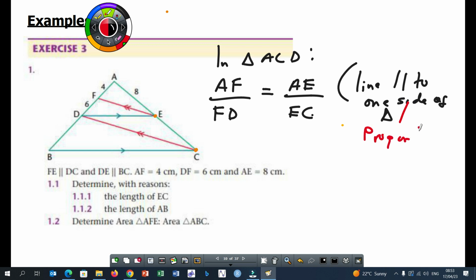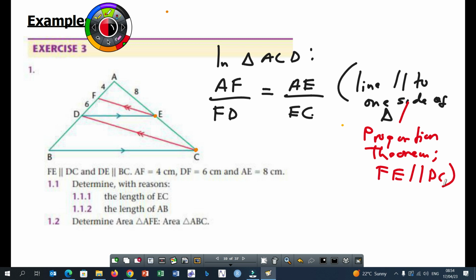Please, you only give one reason. I'm only writing both because I'm a teacher. Which one will you be using? I prefer the first one, proportion theorem. Then you have to state the two lines that are parallel, so FE is parallel to DC.